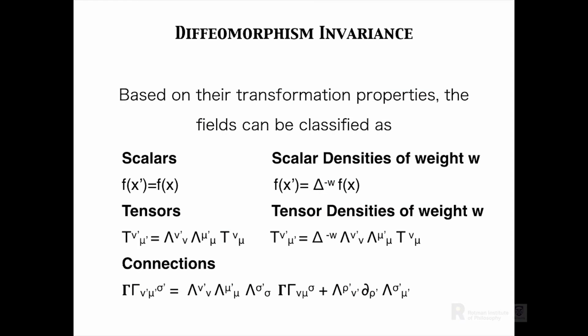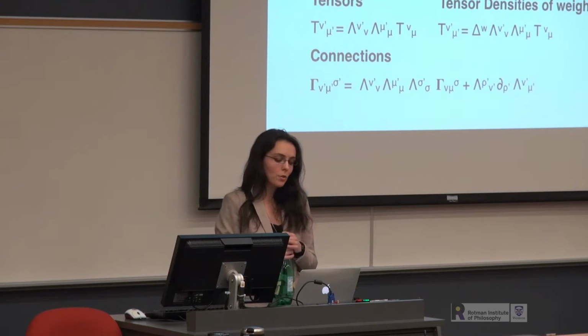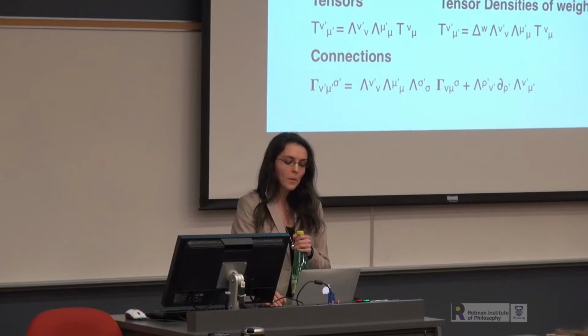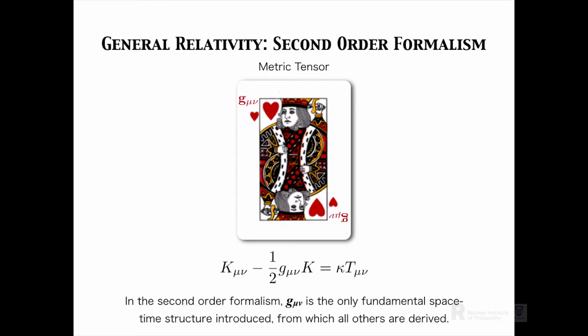Now, we classify different geometrical objects based on their transformations under this. And so what we have usually are scalars, which don't change. We have tensors, we have connections, but we also have these things called scalar densities and tensor densities, which have a factor that's a power of the Jacobian transformation. So these are called scalar densities and tensor densities. Okay, so that's our little toolbox of things that we have.